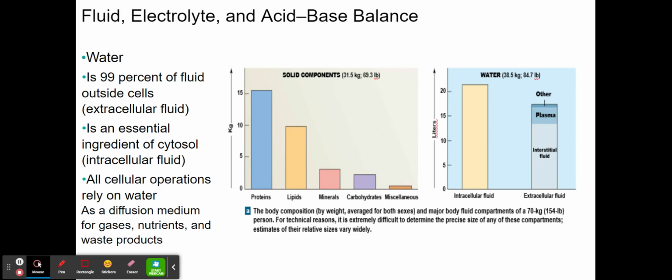Your cells live in a pond whose shores are the exposed surfaces of your skin. Most of your body weight is water. Water makes up about 99% of the volume of the fluid outside the cells, and it's also an essential ingredient of the cytoplasm. All of a cell's operations rely on water as a diffusion medium for the distribution of gases, nutrients, and wastes. If the water content of the body changes, cellular activities are jeopardized. For example, when the water content reaches very low levels, proteins denature, enzymes cease functioning, and cells die.